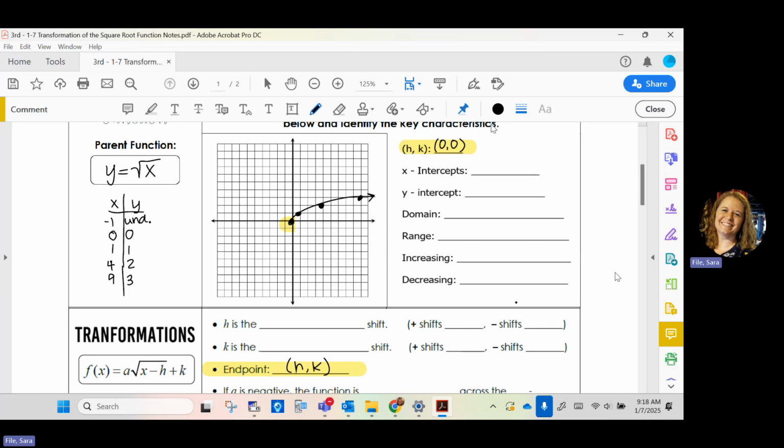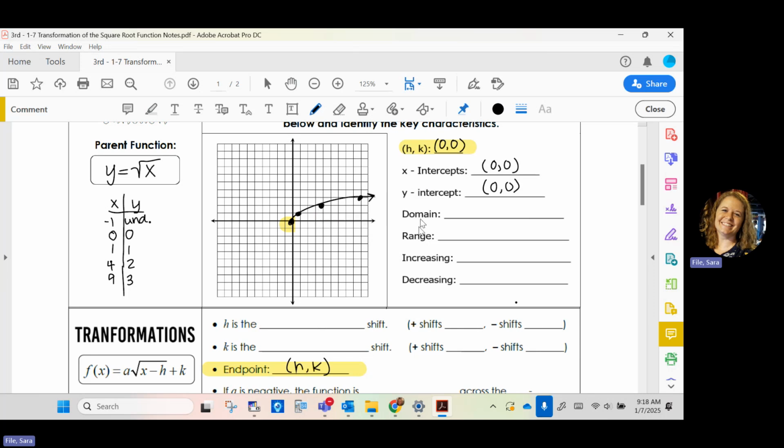Yeah, at 0, 0. Where does it cross the y-axis? At 0, 0. If your graph goes through the origin, that is both an x and a y-intercept. If you write 0, 0 as one of them, you better write it as the other, because if you're going through 0, 0, you're going through both axes.